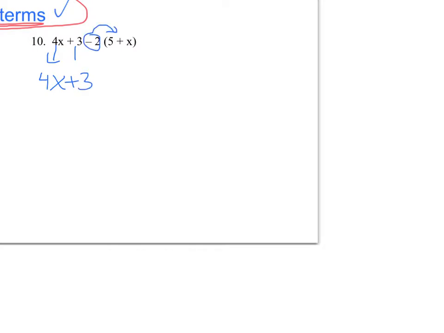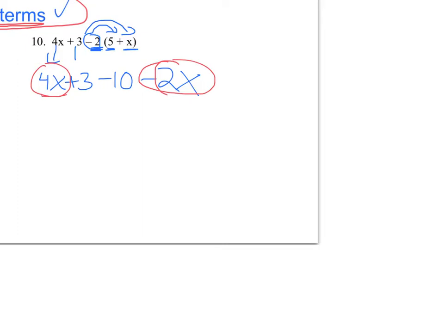So I put the first arrow. This negative 2 times this 5 is negative 10. Put the second arrow. This negative 2 times this x is negative 2x. Just like that, I broke down the shield, I broke down the barrier. So then if I look for like terms, let's look at all the x's. I have 4x, I have 2x, but you can see I made a mistake. Don't forget the negative before it. So when I combine 4x and the negative 2x, 4x minus 2x gives me positive 2x.